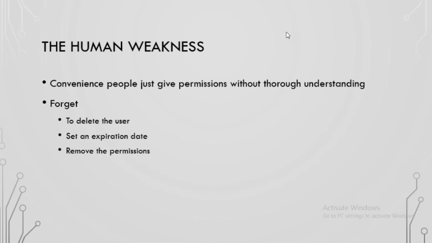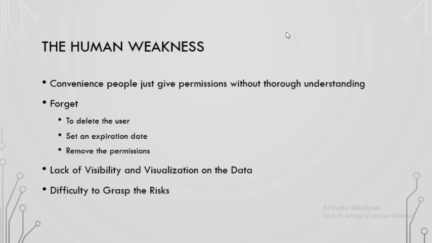And then we say, okay, we're just going to give this person full access for now. We're going to go ahead and fix it in the future, and then we forget. We forget to deal with users, we forget to set expiration dates, and we forget to audit and remove all permissions that we don't need anymore. So that opens up our content to a lot of vulnerability. And then, as humans, we have a lack of understanding and visualizing data. Because SharePoint and its content grow, there's so much information in SharePoint that it's really hard to understand who has access to what.